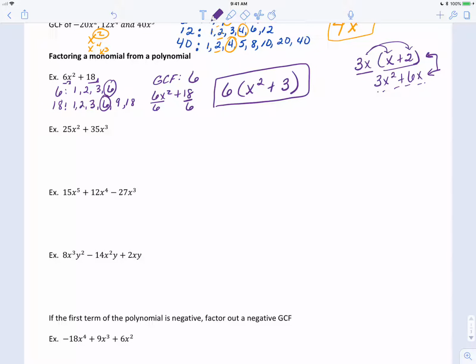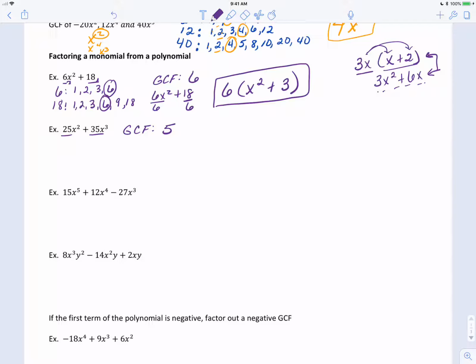Okay, so let's look at this next one. We've got 25x squared plus 35x cubed. What is the GCF between 25 and 35? If you need to list those out, you can do that. I'm just going to tell you that GCF is 5. 5 would be the highest number that can go into both 25 and 35.